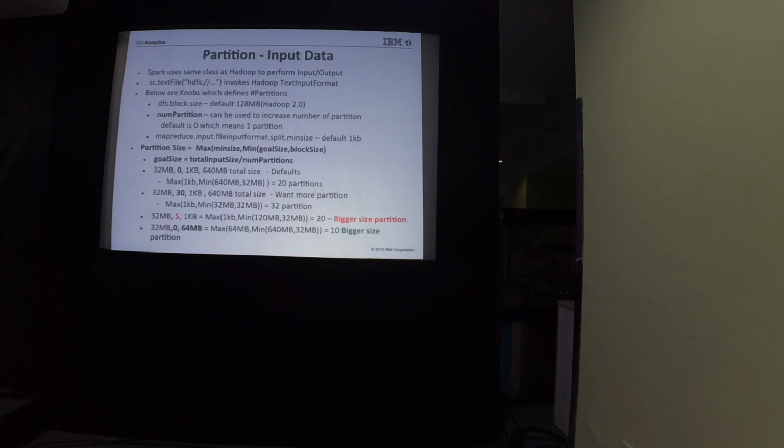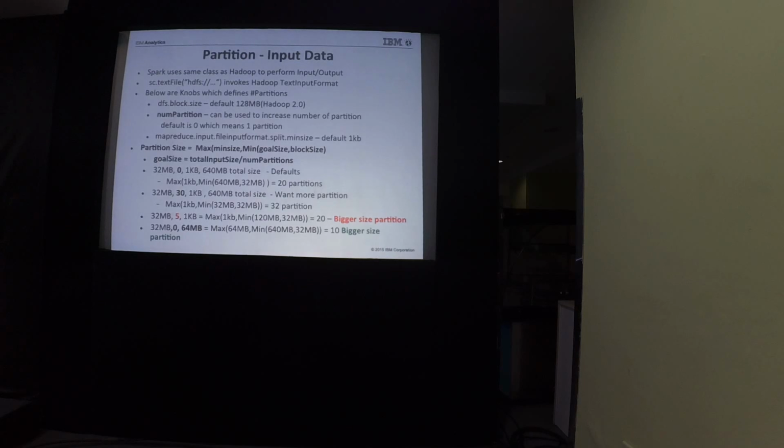Block size is the DFS block size. The goal size is the total input data divided by how many partitions you ask for. That is the goal. So it takes the minimum of those two. Now we'll see what happens in different cases. The DFS block size in the case of local mode is 32 MB by default. The number of partitions, if you don't give it, remains 0 if you don't provide it in the input, either in TextInputFormat or in textFile.